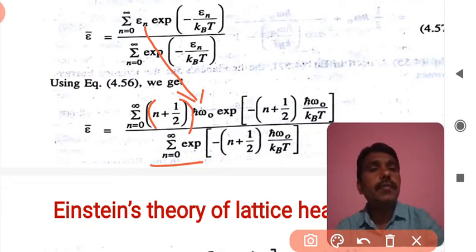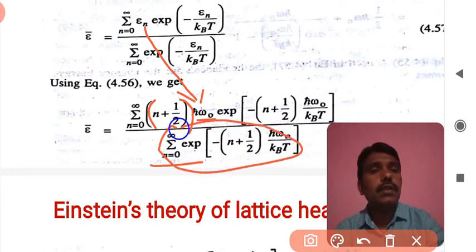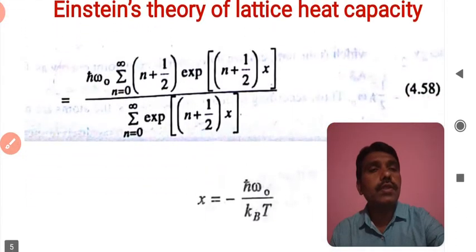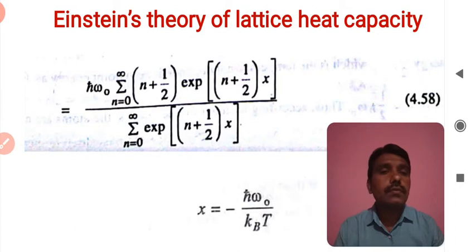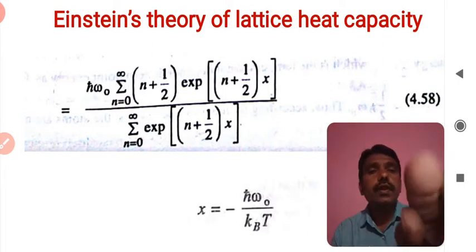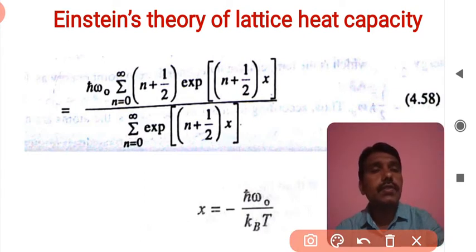Now here, h cross omega 0 (n plus half), which is what we have put here, is divided by kBT. Similarly, it is divided by the summation of n equal to 0 to infinity of the exponential of the same thing, just replacing that relationship. Moving forward, every time we calculate, h cross omega 0 by kBT will be large to put in, so we put this as x. That's why minus x is nothing but minus h cross omega 0 by kBT.